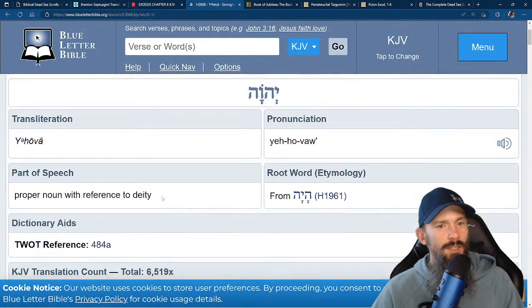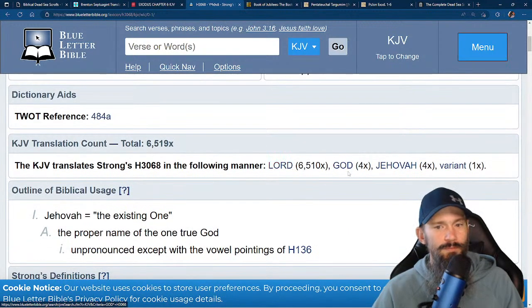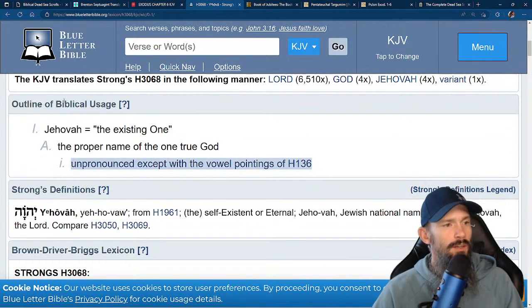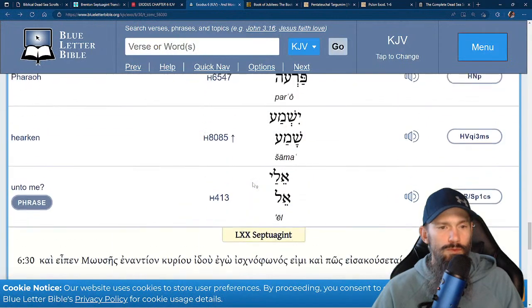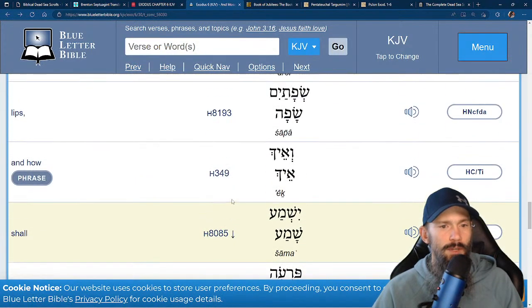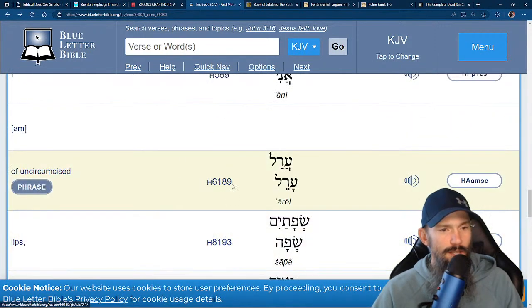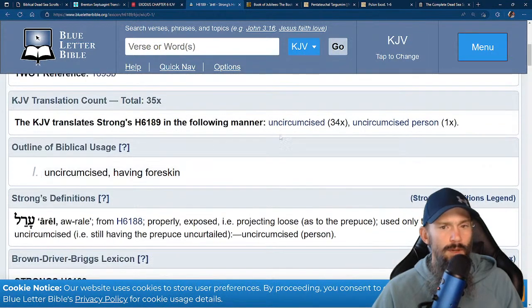See, this word here they got, Jehovah, is Lord. Lord, unpronounced except with vowel pointings. Pretty easy to find. I'm not calling him Lord. I know his name, to the best of my understanding anyways. Let's see. Uncircumcised lips, H6189. Having foreskin. What would that have anything to do with him speaking?